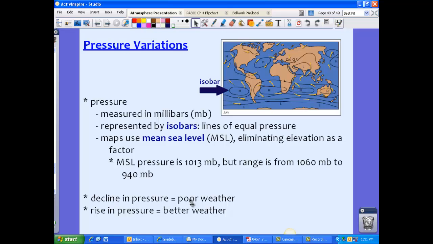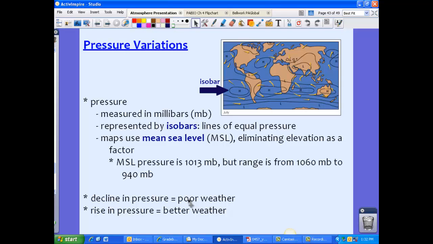Now, if we see a decline in pressure, we're going to have poor weather. If we see a rise in pressure, we have better weather. So we're not really interested in the number itself. We're more interested in seeing if there's a decline or a rise. That's really the important part that we want to understand and take away from pressure. We see a decline, we have poor weather.